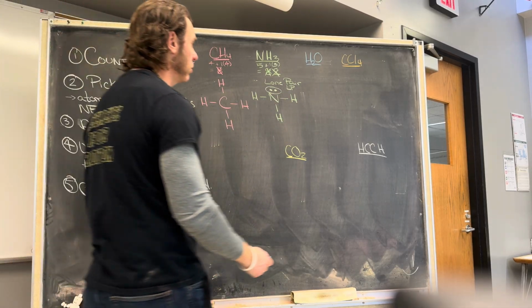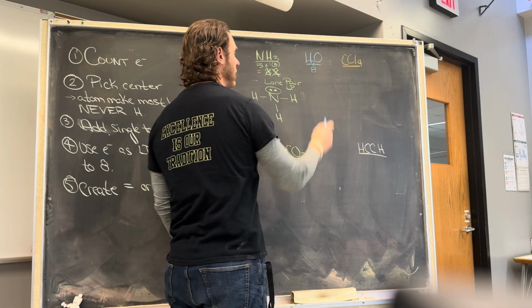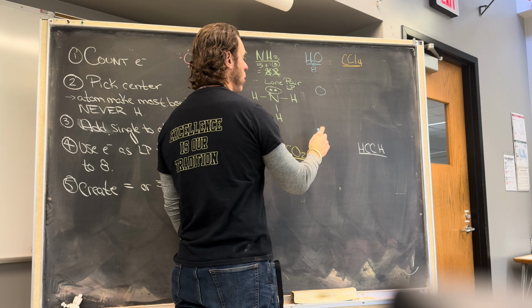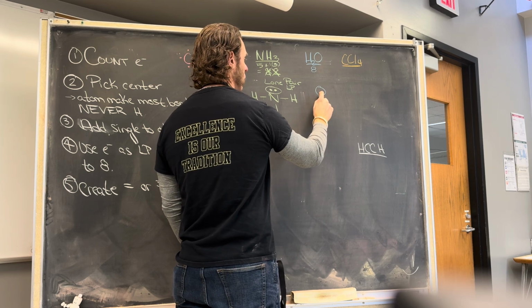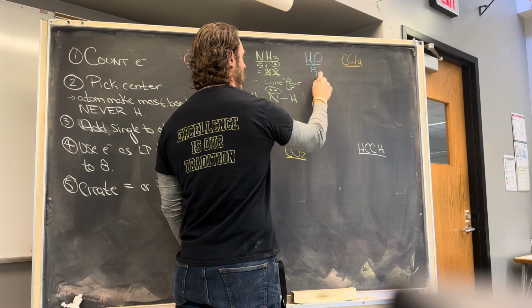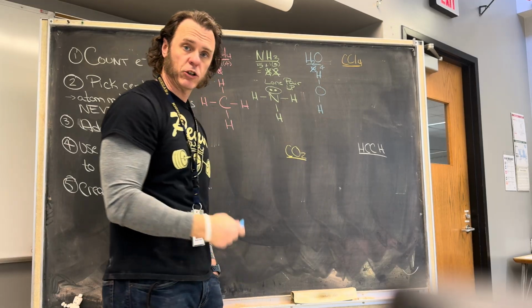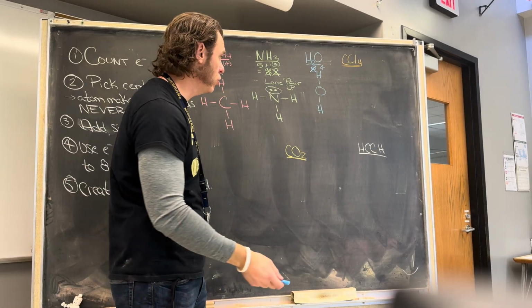On to water. Water's got 8 electrons. I will let you do the counting. I think you can do it. O makes the most bonds. It's going to go in the middle. I got an H going down and an H going up. I used 4 electrons because each single bond is worth 2.